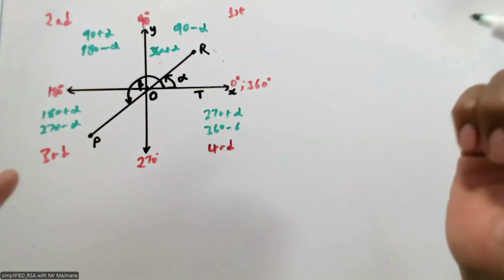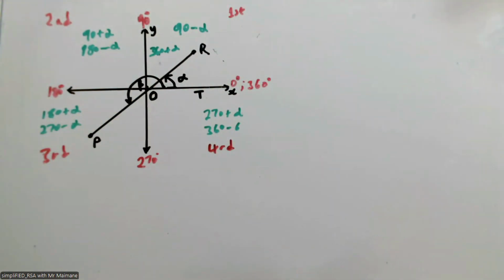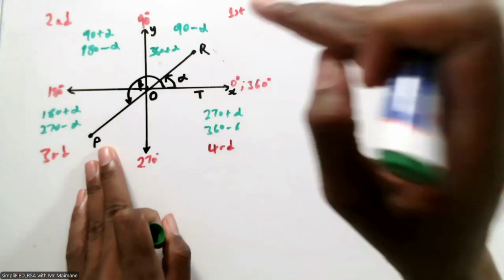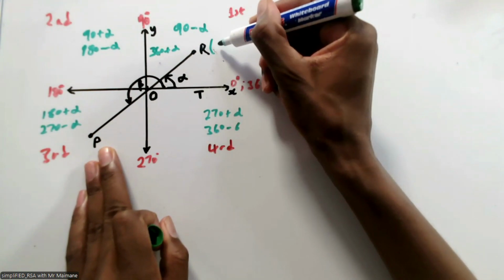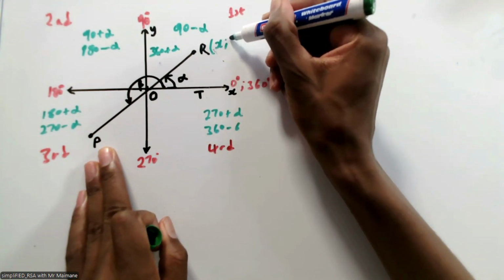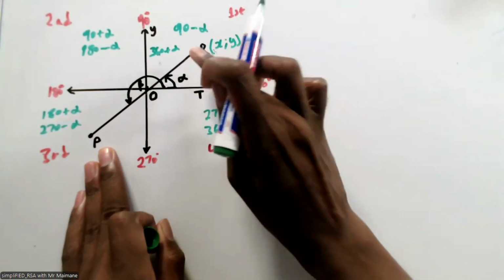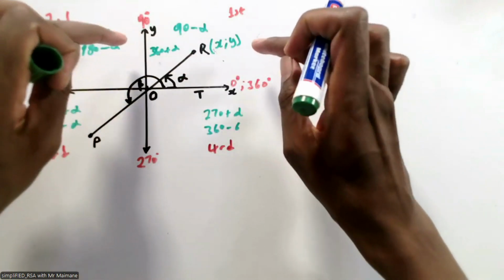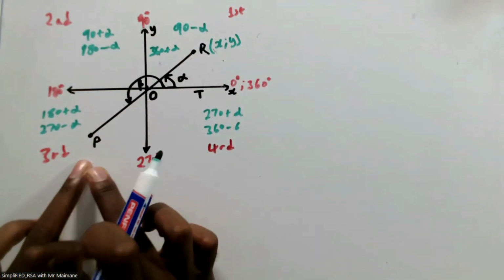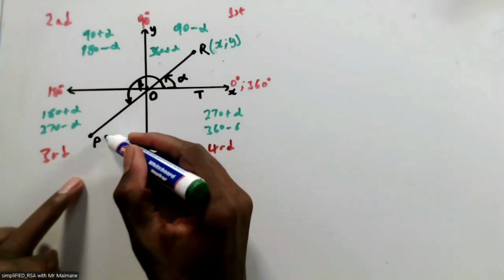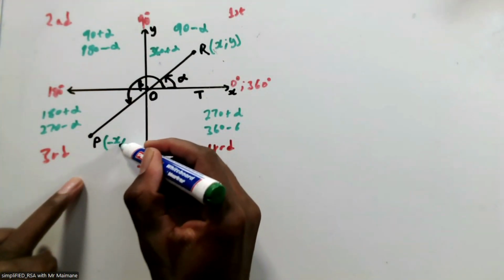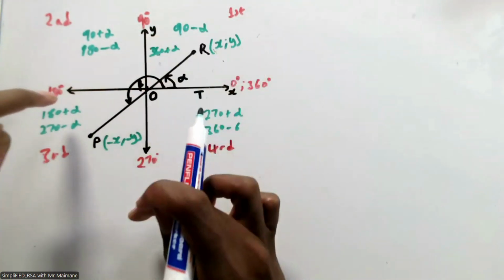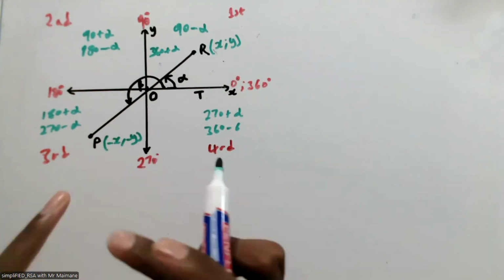But now, based on the quadrants again, for this question, the only quadrants that are involved are the first quadrant and the third quadrant. And for the point R, I expect R to be positive x and positive y, because it's in the first quadrant. Both the x-axis and the y-axis are positive there. And for P, because P is in the third quadrant, I expect x to be negative and y to be negative, because both the x-axis and y-axis are negative in the third quadrant.